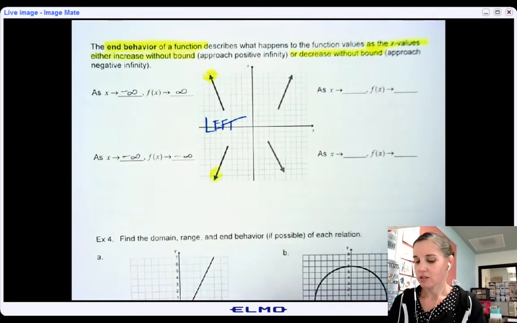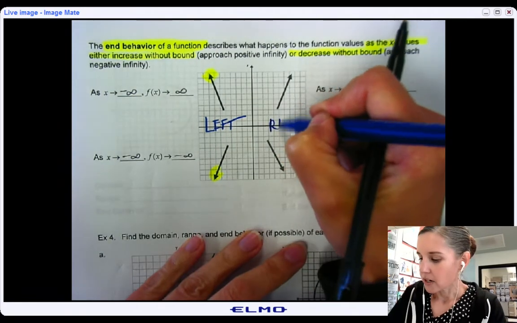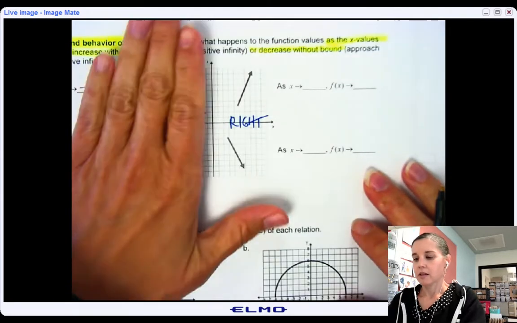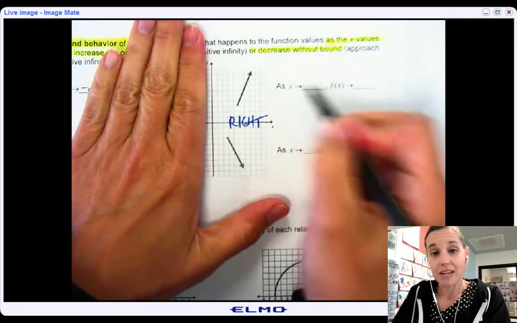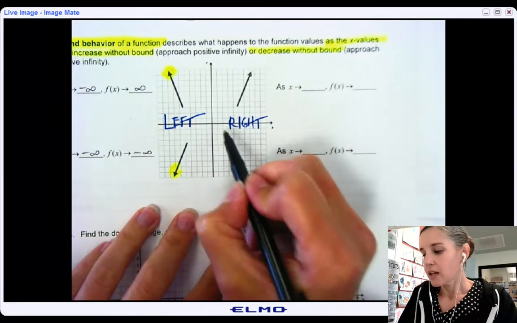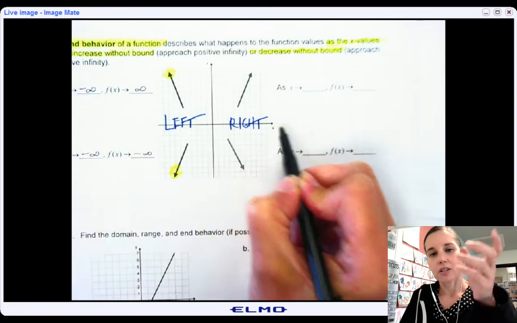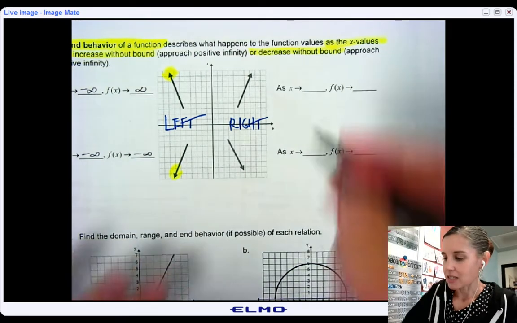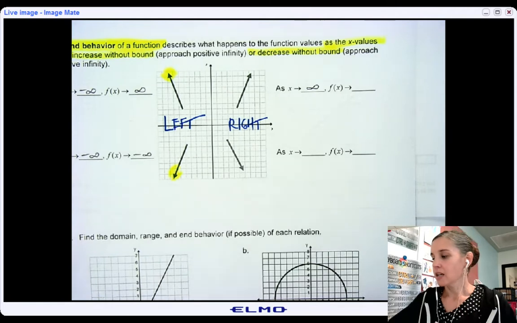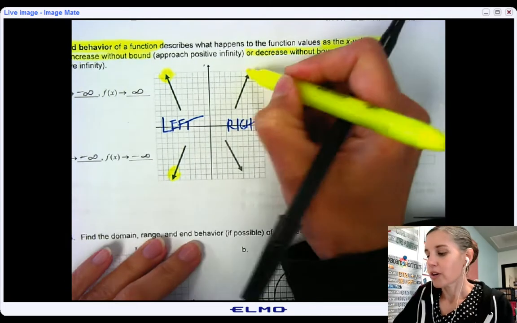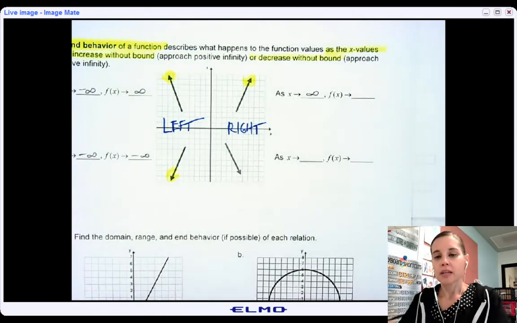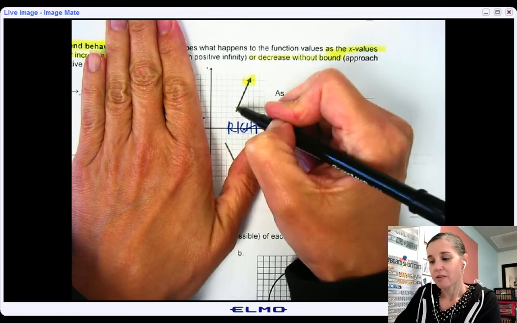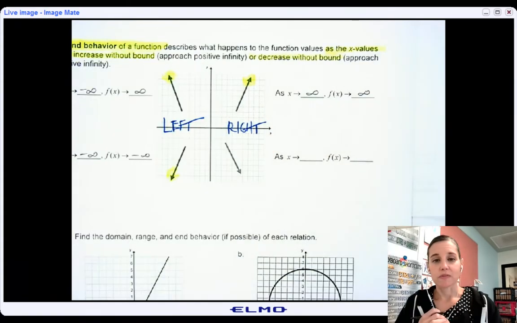Okay, so now let's go to the right. This over here is on the right side. If I look over here for my x's, because again, it shows your x's first, as my x's are going to the right, they're getting more and more positive. So I would say that my x's are headed towards positive infinity. Now I'm going to look at my function. If you look at the top, what's happening here? It's going more and more positive. So as my x's went positive, my function also went to positive infinity.